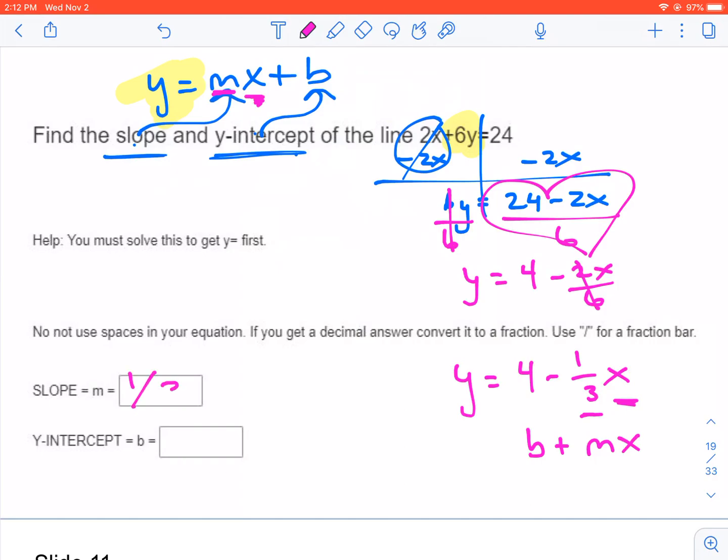So we're going to type in 1, 3. And it reminds us to use that slash for a fraction bar. The y-intercept is going to be a 4. Ooh, and I told you lies. Forgot one thing. Hopefully you knew what it was. That m, that slope, needs a negative in front of it. Negative 1/3. And your y-intercept is 4.